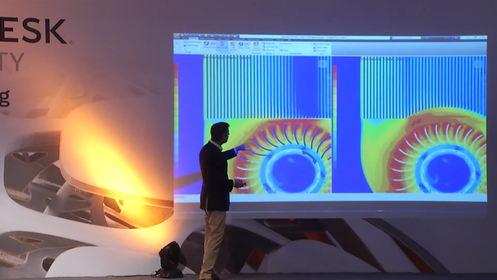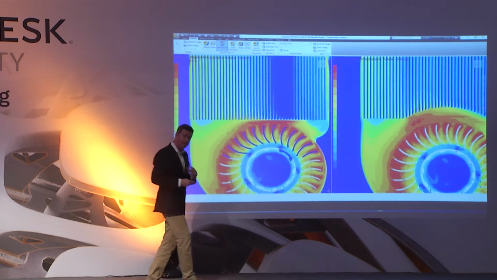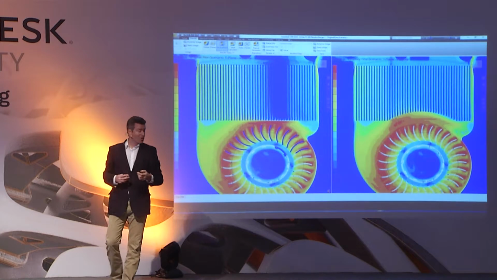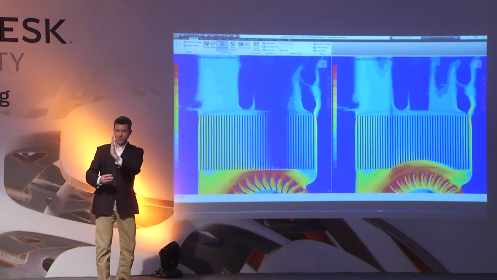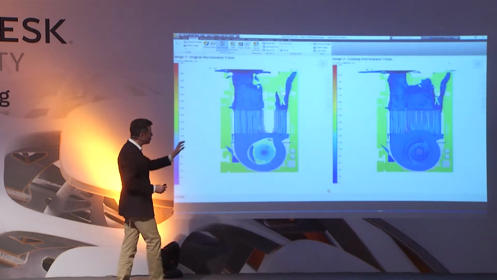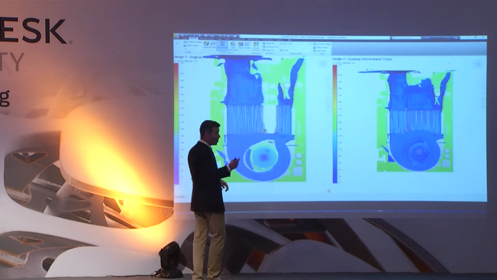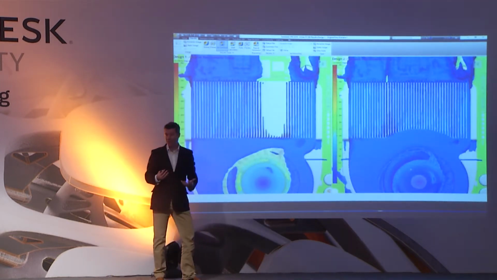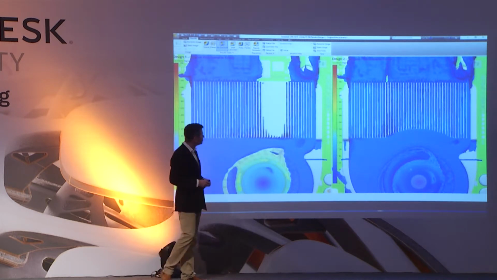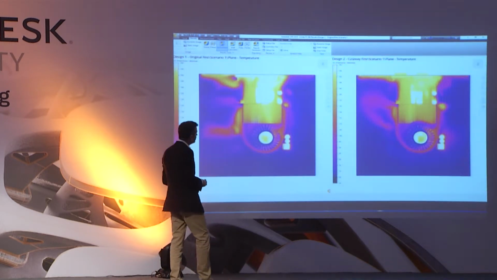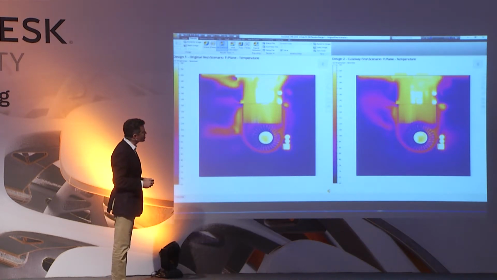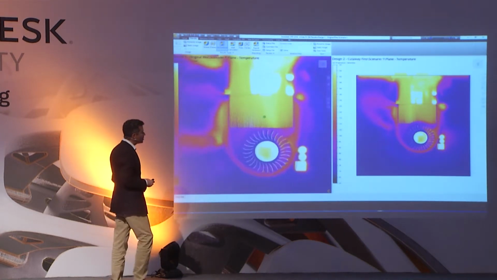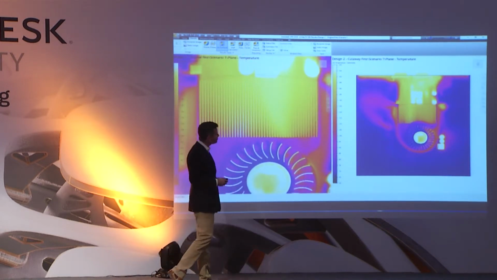But not only that, it's possible to then compare the effects of different designs. So we can see the design on the right allows more airflow between the fins of the heatsink. It's a much more efficient design. Not only that, it's going to be lighter as well, uses less material. And then we can take a look at the temperatures, and we can see that the temperatures are lower as well by using the modified heatsink.